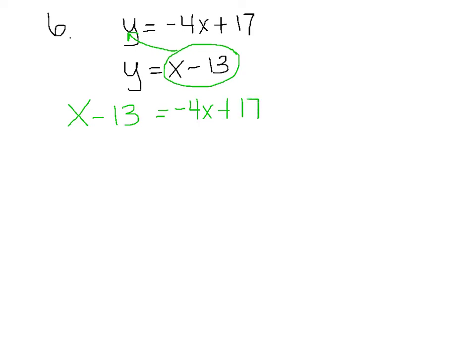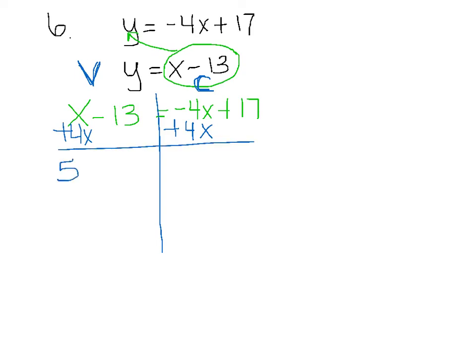I want all of my x's on one side and all of my constants on the other. So this is where we draw the line through the center. And let's say I want all of my x's on the left, so I'm going to get rid of these over here. So I want this to be my variableville, all x's over there, and all constants on the right here. So if I add 4x, I will have 5x minus 13 is equal to 17.